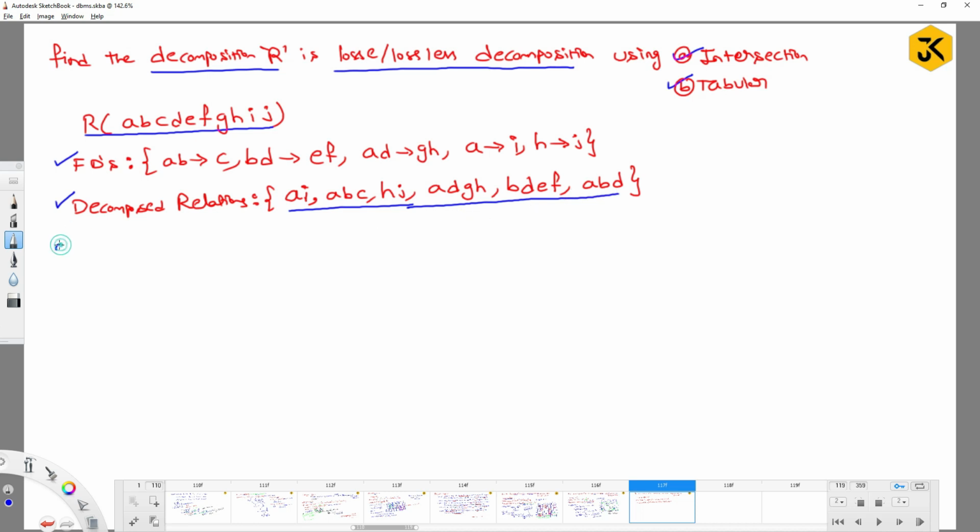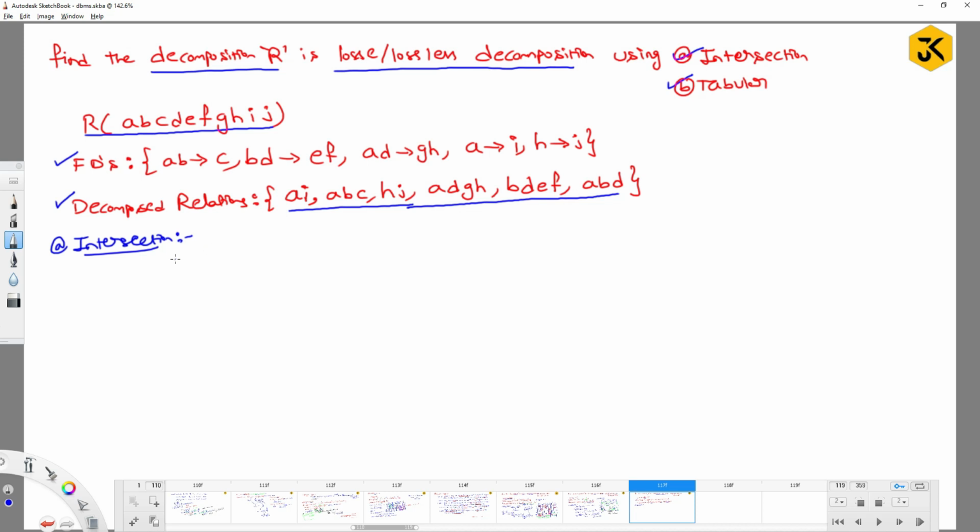If you go with the first method, that is the intersection method, in this method we are going to take two sub relations. We identify the common column and check whether it is a candidate key or not. If it is a candidate key, we simply combine those two tables into a single table. If you want clarity on that approach, you can go through the previous videos.